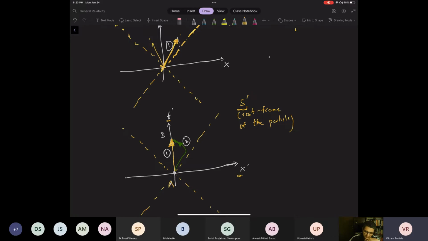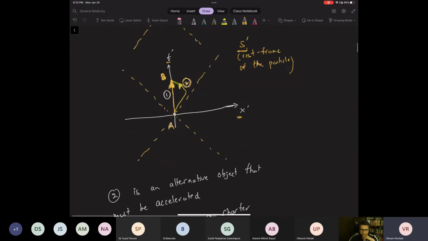Now, given that the particle started at A and ended at B, you can try to draw all possible trajectories that the particle can take to get from A to B. One possible trajectory is this one, which is the one it actually follows, which satisfies the equations of motion. Another possible trajectory is this one, which goes like this. We'll call this trajectory 2. What is the key difference between trajectory 1 and trajectory 2? Trajectory 2 must be an accelerated trajectory, because it has to turn and come back to this point. So trajectory 2 is an alternative object that gets from A to B, but it has to be an accelerated object.